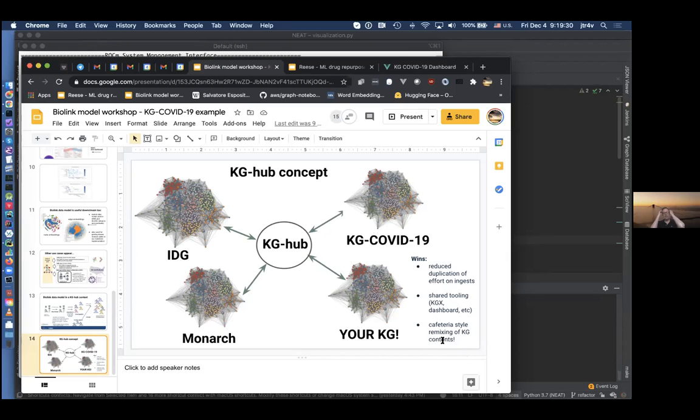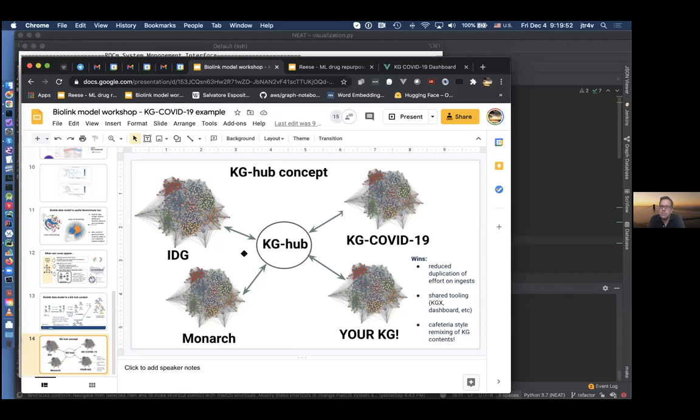Another win here, and this I wouldn't say is a work in progress, is that this allows a cafeteria style remixing of KG content. All the effort that we put into making all these knowledge graphs can be reused. If another pandemic hits, or there's some other use case to do with cancer or something, a lot of the same data is going to be the same.